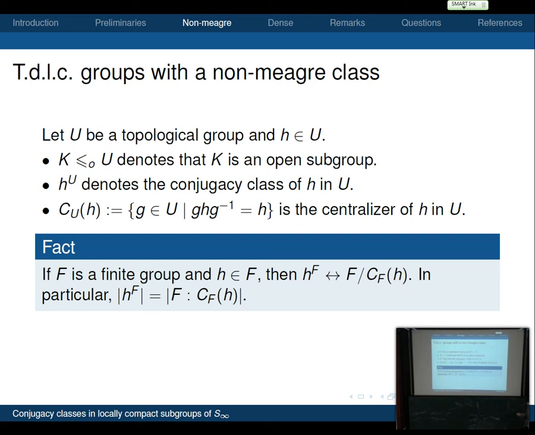Okay, so the goal now is to come up with a version of this for profinite groups. But when I'm in a profinite group, cardinality is not the right way to measure things. We want to use the Haar measure. So can we get a version of this result where now you're looking at Haar measure over here? It turns out you can.